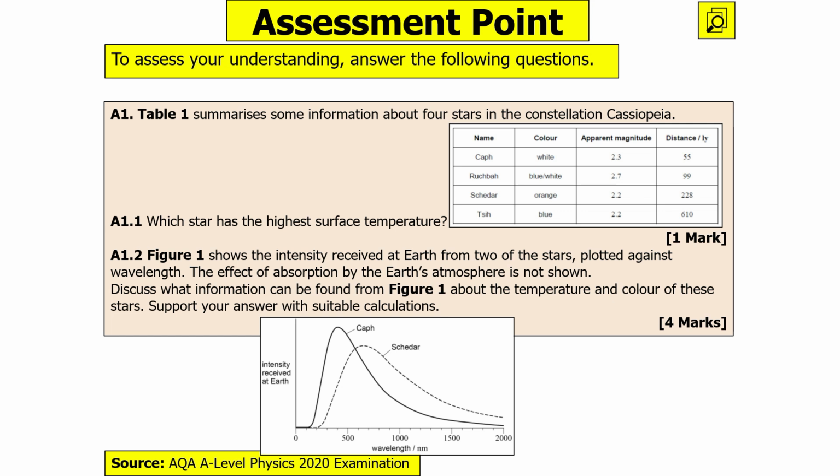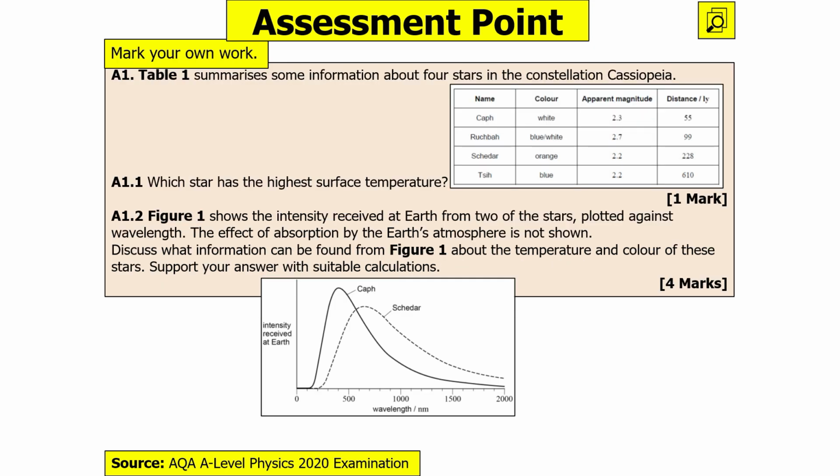The next question says, Table 1 summarizes some of the information about 4 stars in the constellation Cassiopeia. Firstly, which star has the highest surface temperature, and then Figure 1 shows the intensity received at Earth from 2 of the stars plotted against wavelength. The effect of absorption by the Earth's atmosphere is not shown. Discuss what information can be found from Figure 1 about the temperature and the colour of these stars. Support your answers with suitable calculations. So pause the video now, then unpause the video when you want to go through your answer.